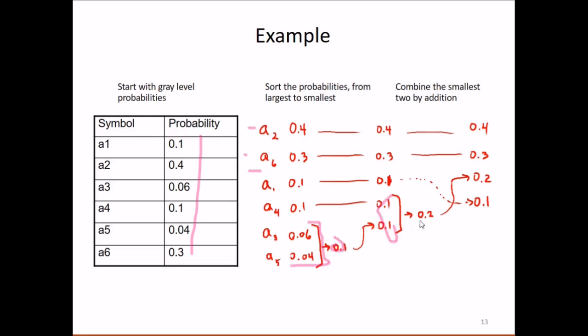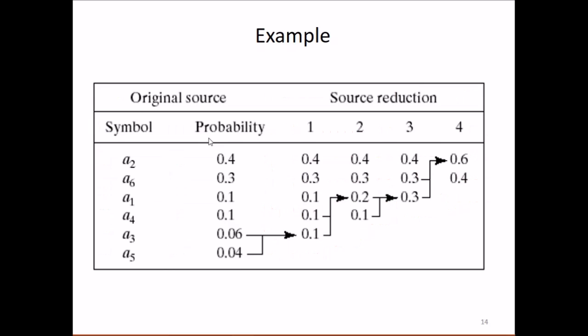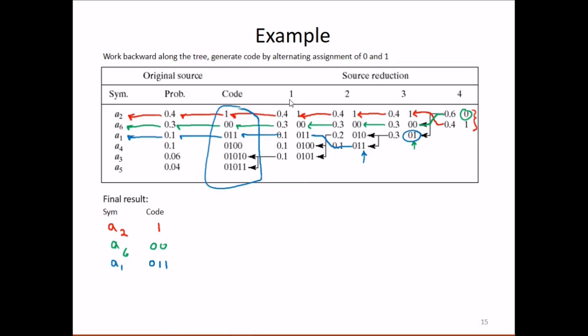We combine these two, it comes to 0.2. Now this 0.2 will take its position because we are ordering every time. This 0.2 will come here. So we combine again and again, so that we get only the last two probabilities like this. This 0.2 and 0.1 will be added to 0.3, and this 0.3 and 0.3 will be added to 0.6, and it will take the position above because this 0.6 is higher than 0.4. Right? You understood?